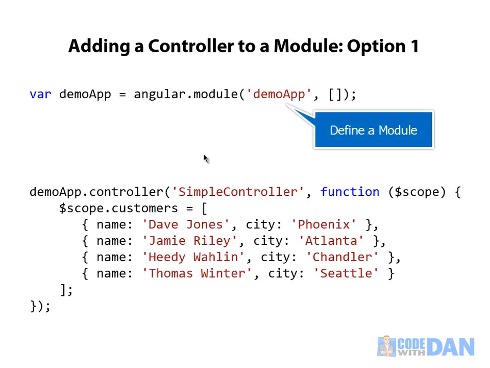So step one is we define our module. Step two is then we use that module object to define a controller. Now what we're going to do is simply give the controller a name. So we give it a string. And then the second parameter is going to be the actual controller functionality. So we have an anonymous function here. The scope is injected, and then we have the standard properties on our scope, and we could have functions and other things, of course.